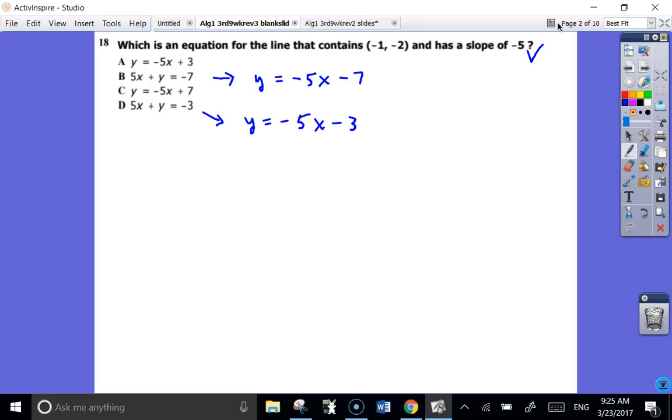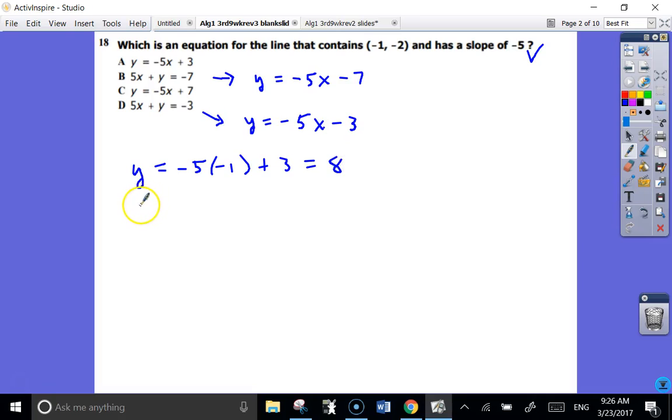You would have to plug it in. Or another thing you could do is put your calculator on y equals, and then look in the table of values to see which one has that point. So let's try to plug in and see which one has it. I'm going to go in my order, which may be different from your order. So y equals -5 times -1 plus 3, which is 8.